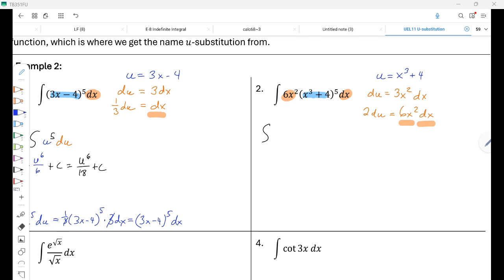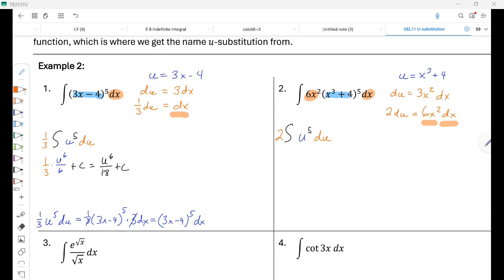I need to make my blue a little bit lighter so it shows up on the screen a little bit different than my black. U to the 5th times 2 du. So I'll put the 2 on the outside as a coefficient, and I'll put the du where it belongs. So we end up in almost exactly the same place we were last time, short of the coefficient. So we'll end up with this time 2 times u to the 6th over 6 plus c, which is u to the 6th over 3 plus c.